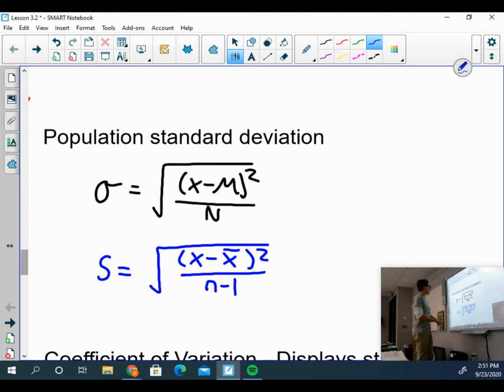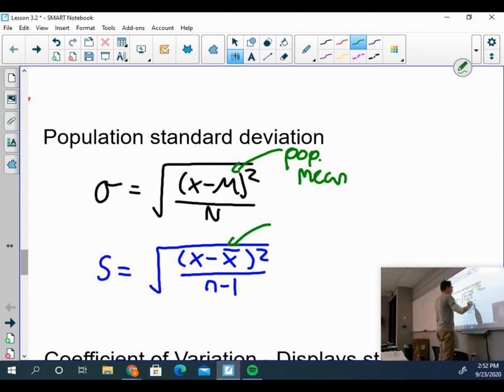Number one, for population standard deviation, you're going to see sigma, that funky looking O with the hook at the top, instead of S. Okay? The Greek letter sigma stands for population standard deviation. S will stand for sample standard deviation. You also notice the x bar is replaced with mu. Why should that make sense? Well, mu is the population mean. Remember? Population mean.